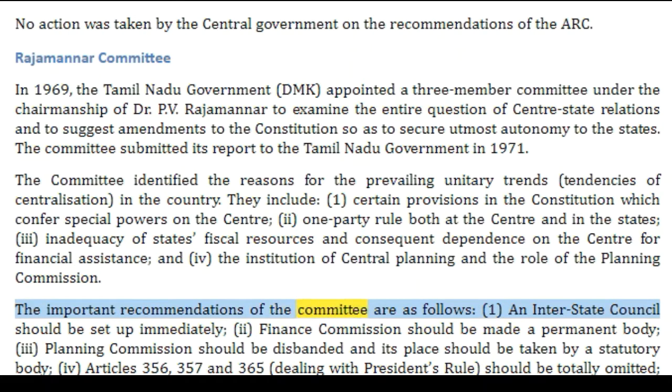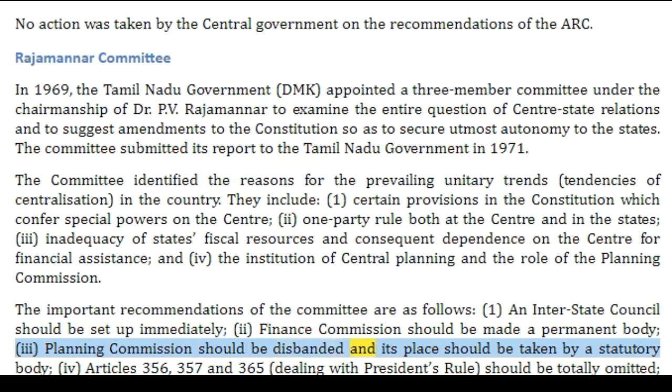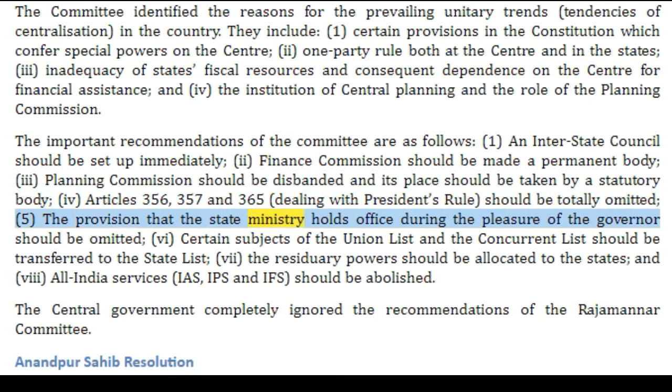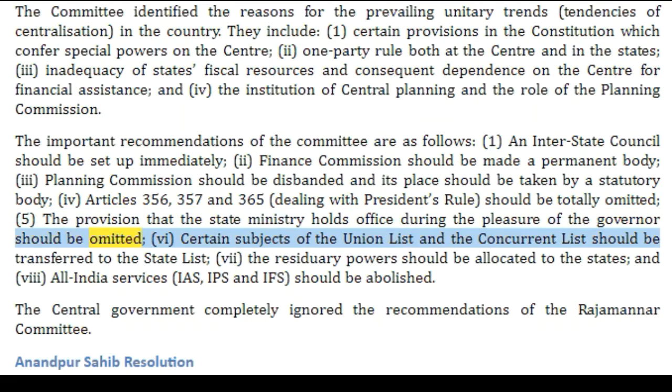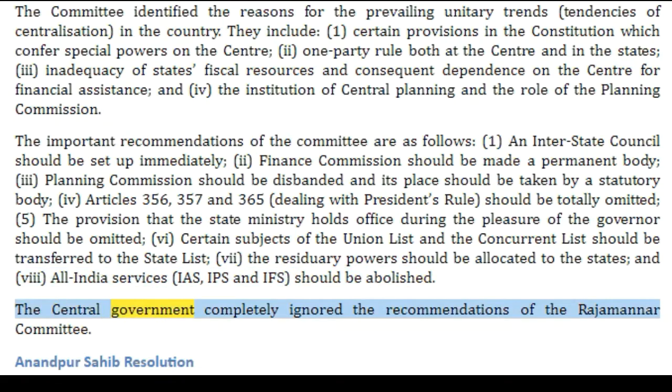The important recommendations of the committee are as follows. 1. An interstate council should be set up immediately. 2. Finance commission should be made a permanent body. 3. Planning commission should be disbanded and its place should be taken by a statutory body. 4. Articles 356, 357 and 365 dealing with presidential rule should be totally omitted. 5. The provision that the state ministry holds office during the pleasure of the governor should be omitted. 6. Certain subjects of the union list and the concurrent list should be transferred to the state list. 7. The residuary powers should be allocated to the states. And 8. All India services, IAS, IPS and IFS, should be abolished. The central government completely ignored the recommendations of the Rajmannar Committee.